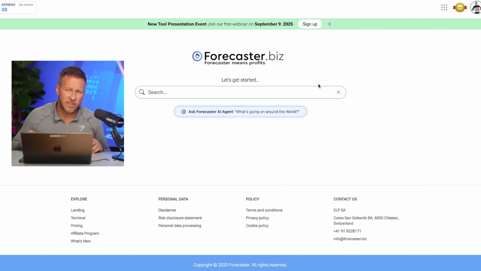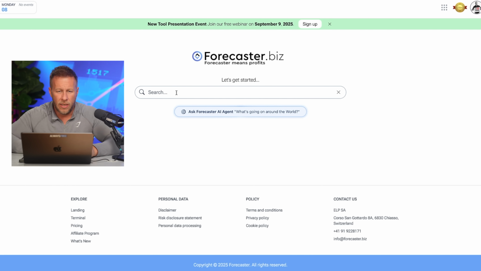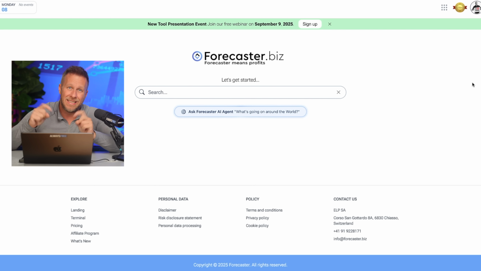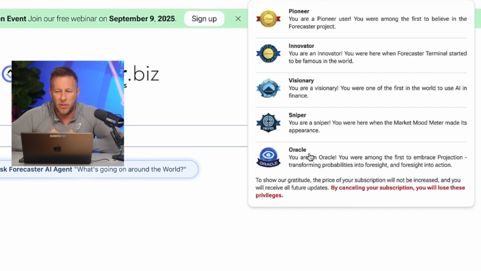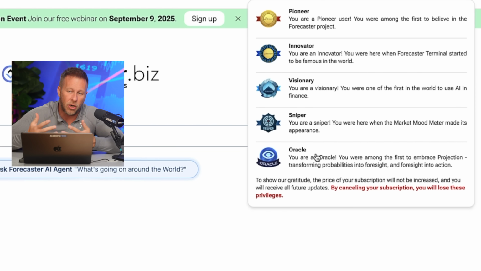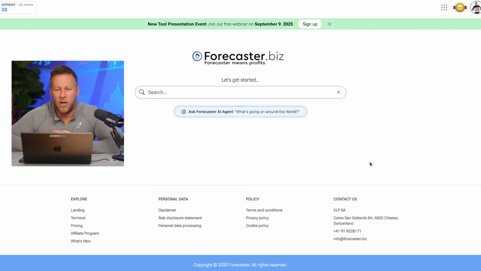Okay, so I'm going to take you through a series of examples from Forex trading to indexes to stocks, and we're going to take a look at how you can actually use this right now. So this is a feature that's been released today, and I'm fortunate enough to be an Oracle user, which means I was one of the first adopters of this tool. So I've been using it for a little while now, and it's just been a complete game changer.